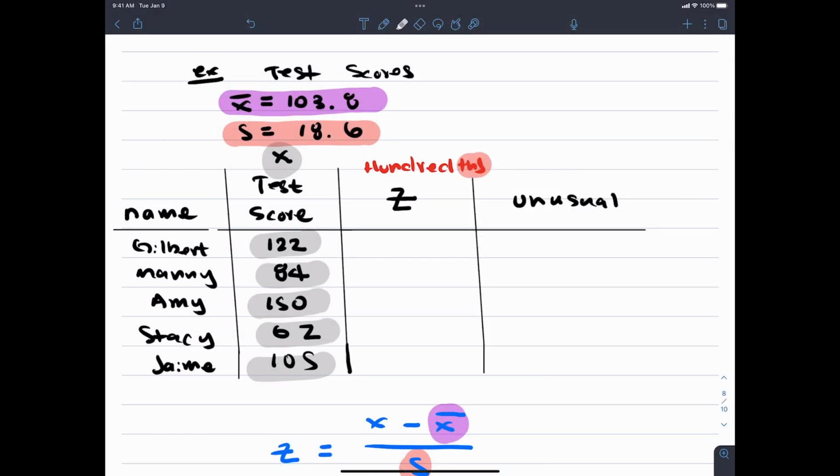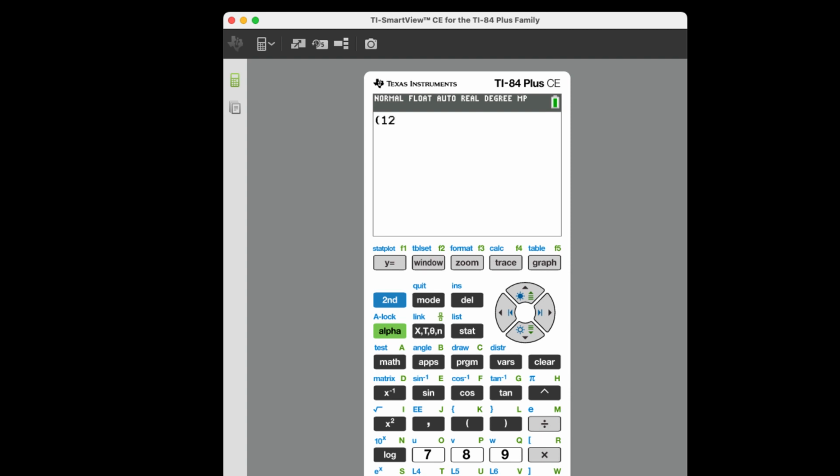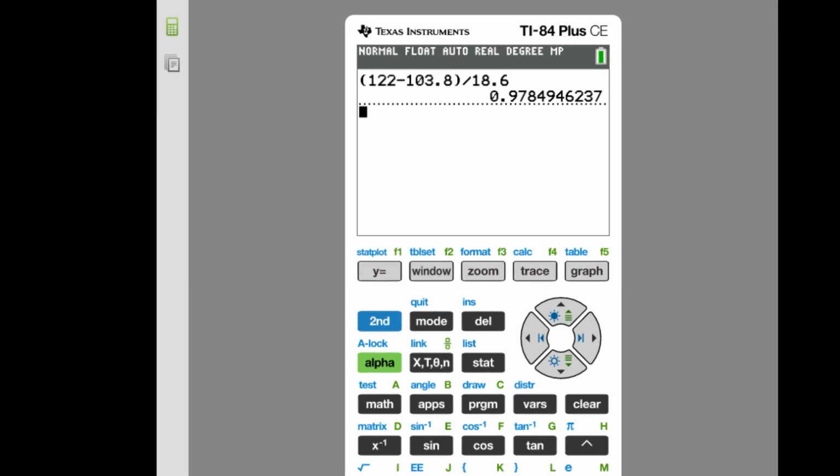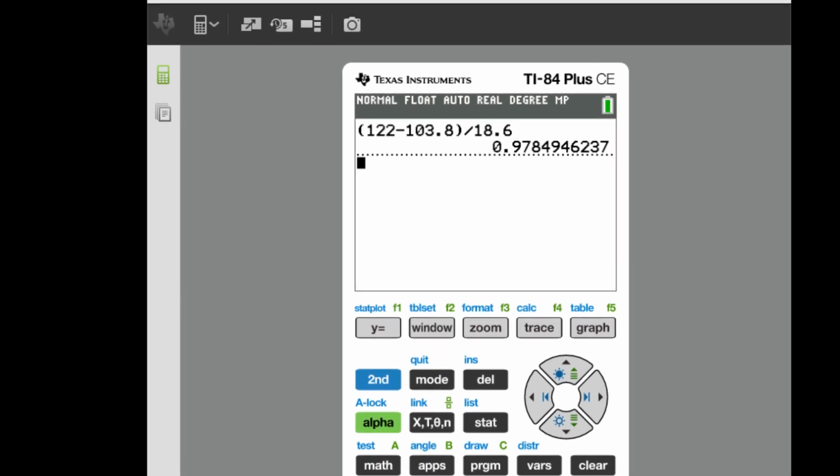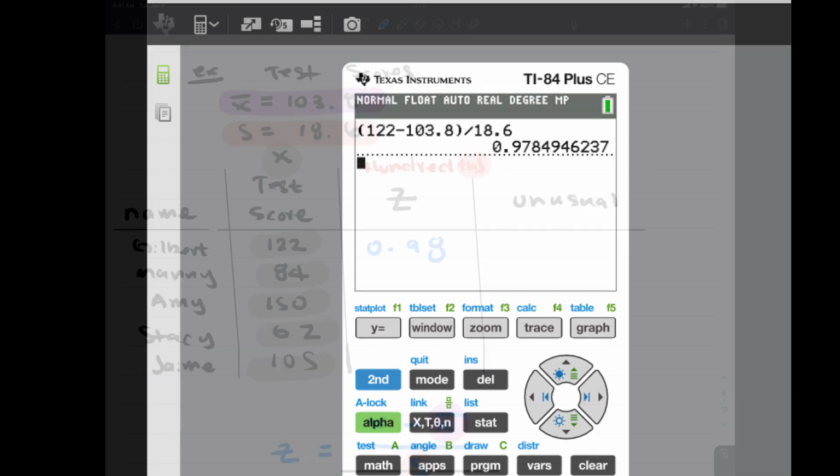What's the first X value I use? Is it 122? Okay. 122 minus 103.8, close that, divided by what? 18.6. And what do you guys get? What does that say? Right? What do we go out to for z-scores? Hundredth position? 0.9. Is that going to be a 7 or an 8? 8. So ladies and gentlemen, there you go.